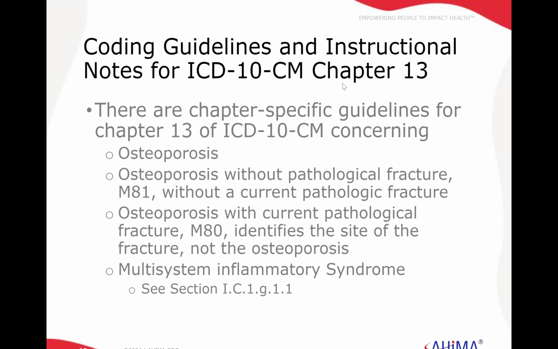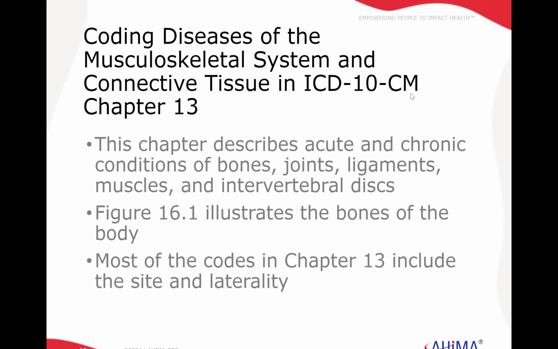There are different guidelines for osteoporosis. We can have osteoporosis with or without a pathological fracture, with or without a current pathologic fracture. And these are summarized in this guideline 1.C.1.8.1.1. And again, a good chapter to keep in mind is one that's in your book, and there's similar ones in all the coding books as well. And this is something that talks about the bones in the body in figure 16.1.